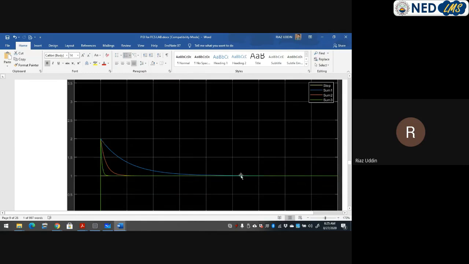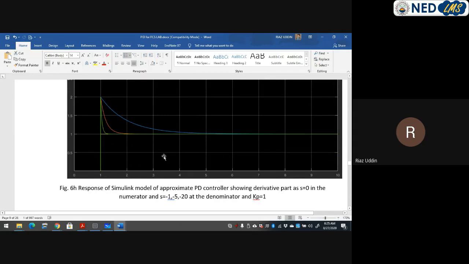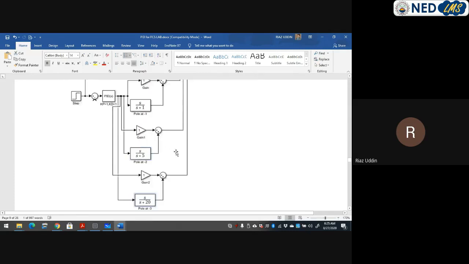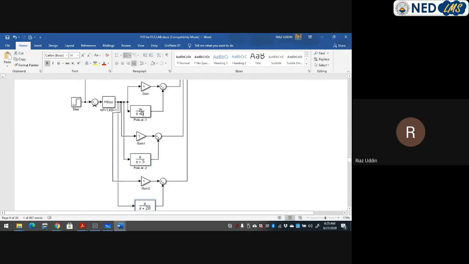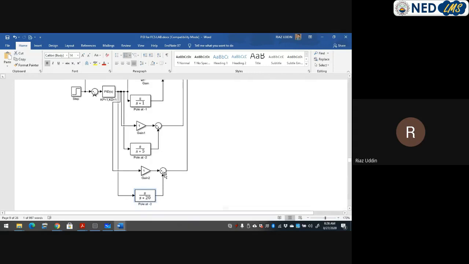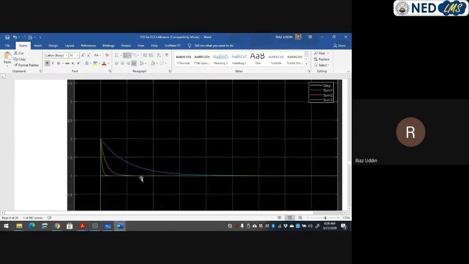Now you can see with a single order pole, I can show you. I remember I taught you two things. One is the differentiator: a pure differentiator has only s. The other is a pole with a differentiator, which has an s term divided by s plus something. So that gives you a smoother response.